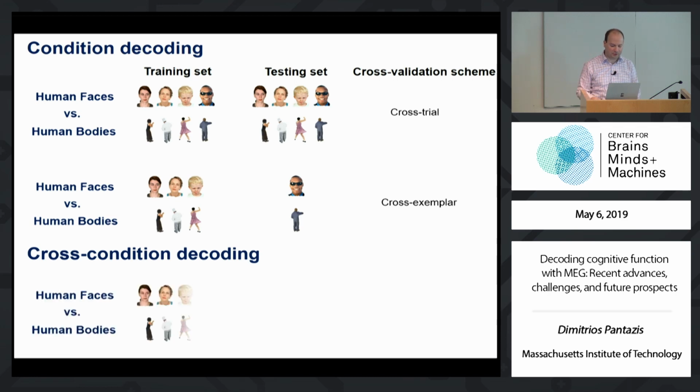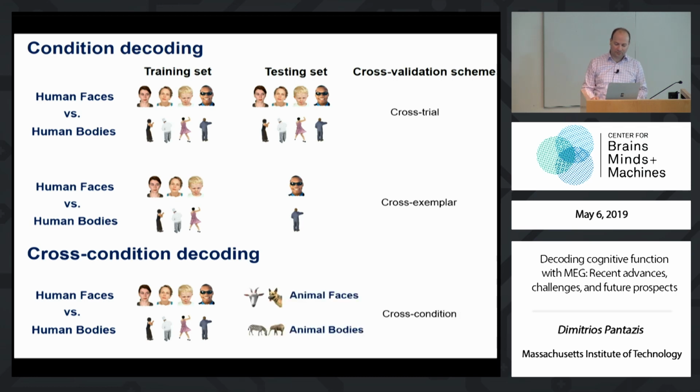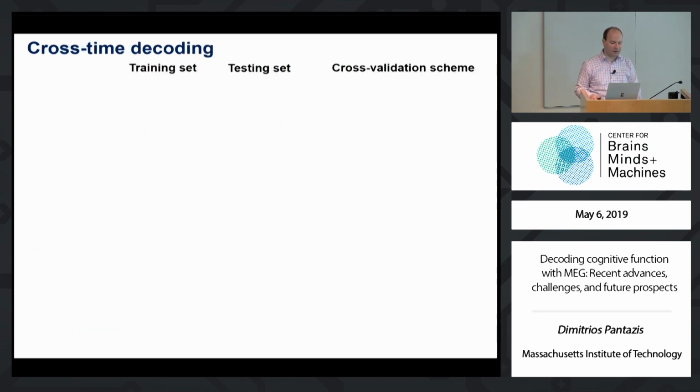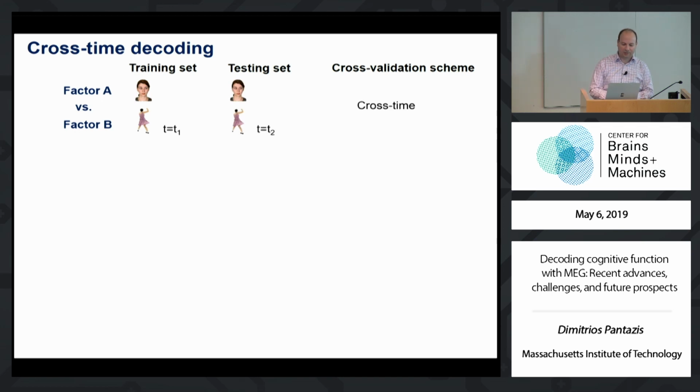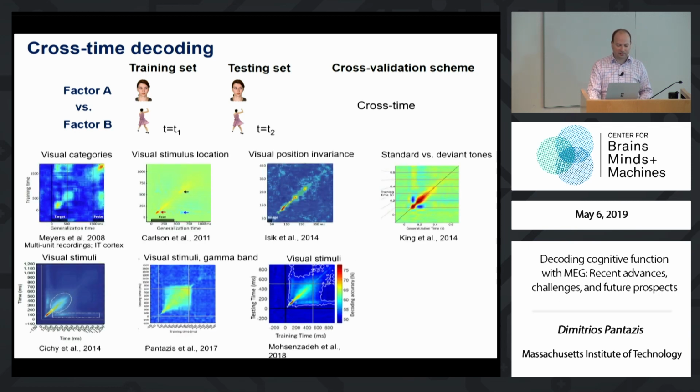Even more generally, we can do cross-condition decoding. Let's say, for example, we train for human faces and human bodies, and then we test for animal faces and animal bodies. If we manage to do this kind of training and testing, then we see that this face and bodies information really transcends humans, and it covers different species. Finally, I mentioned as well, we can do training at one time and testing at another time for a cross-time validation scheme. This describes sustained versus transient representations. This has been applied in several works, getting these temporal generalization maps.